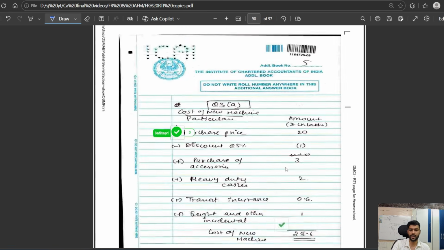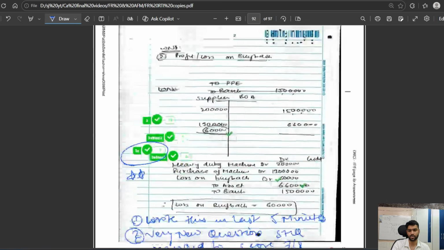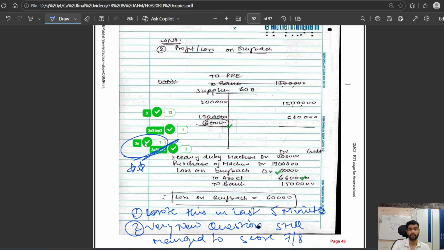And now coming to the last question, number 3. This was a very new question. I did not understand anything. I just wrote it to get step-wise marking. So it was an 8-marker question, and what did I get? I got 7 marks. I'm not boasting about my answer, but I did not think that I would get 7 marks out of 8 marks.